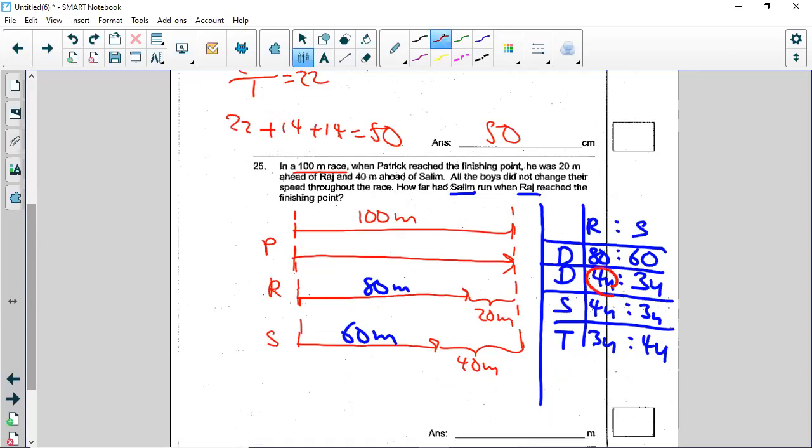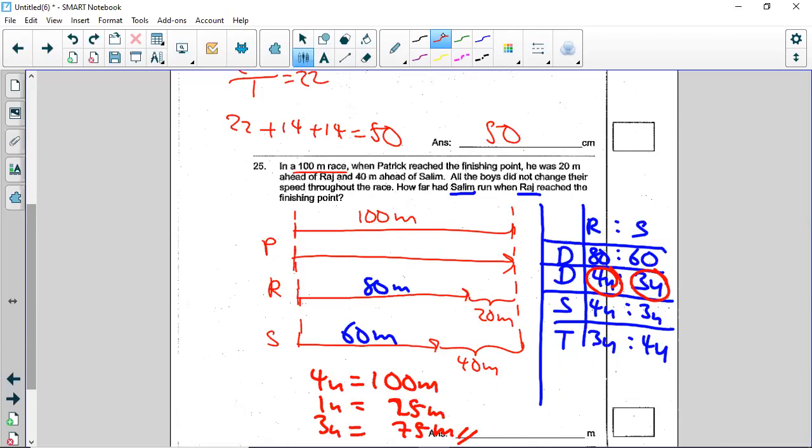Raj traveled 4 units, right? So Raj has reached the finishing point already. So 4 units will be 100 meters, because Raj has completed already. And 1 unit will be 25 meters. Then how about Salim? Salim didn't complete yet. He has only completed 3 units. If you look at the distance ratio, he has only completed 3 units. So how far has Salim run when Raj has completed? Salim must have run 75 meters. Do you understand?